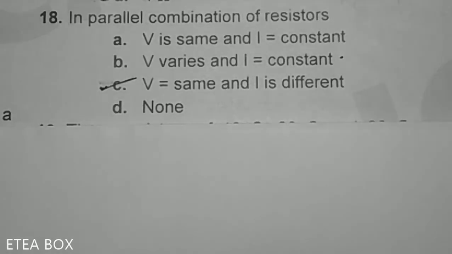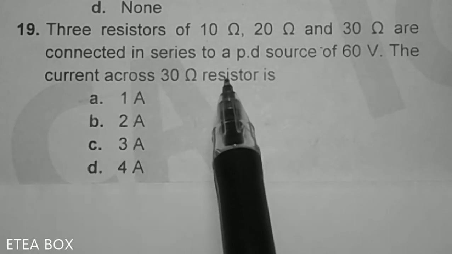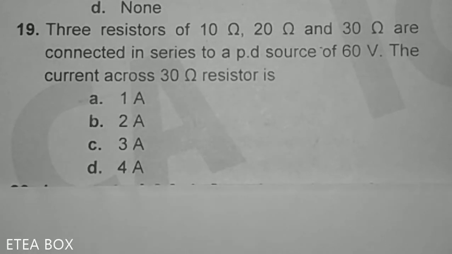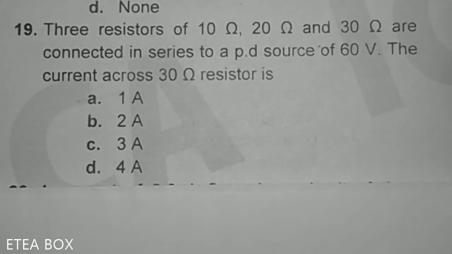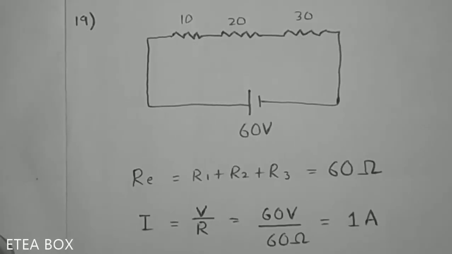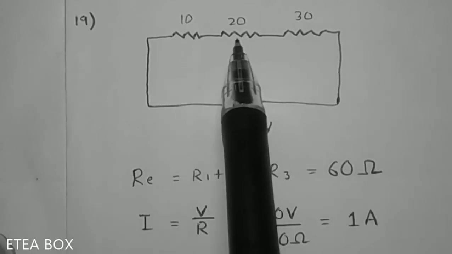3 resistors of 10 ohm, 20 ohm and 30 ohm are connected in series to a potential difference source of 60 volt. The current across the 30 ohm resistor is. Now look at here, the 3 resistors are connected in series and we have to find the current across the 30 ohm resistance. One resistance is 10 ohm, second is 20 and the third one is 30 ohm.